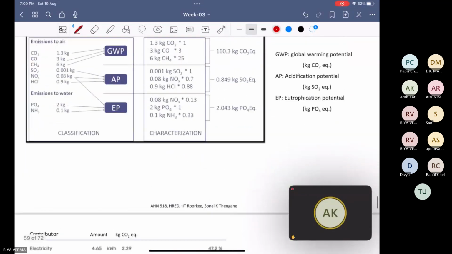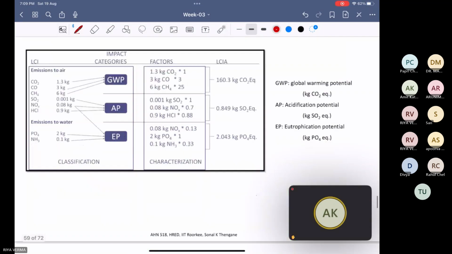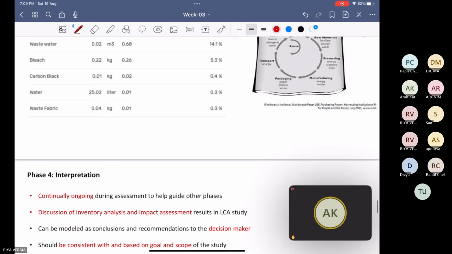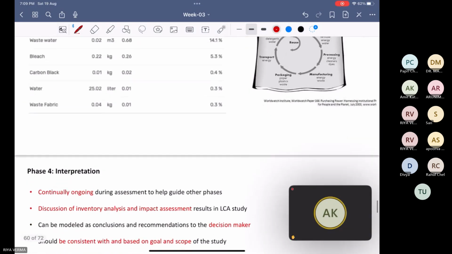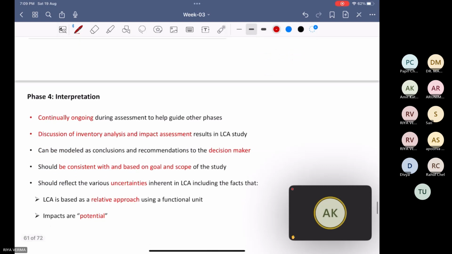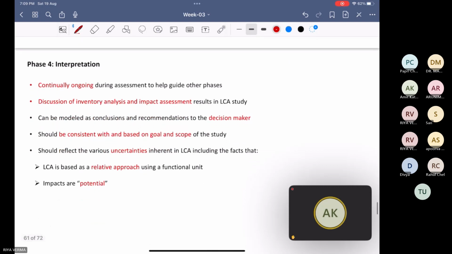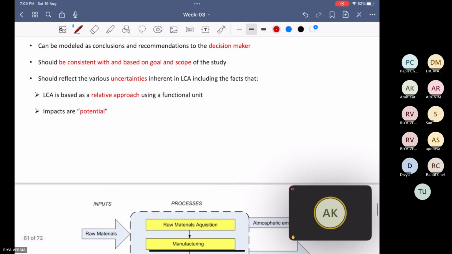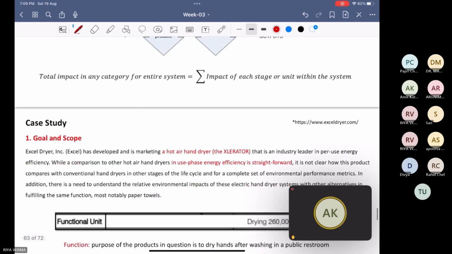Please do one thing. I'll share this PDF with you, and just try to read it once, and we'll have a detailed discussion if you want again, because all these phases will be more clear when we go for the case studies, right?